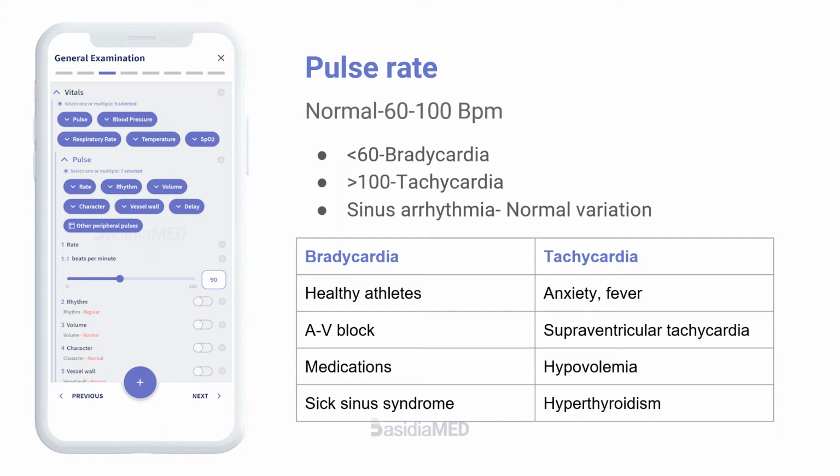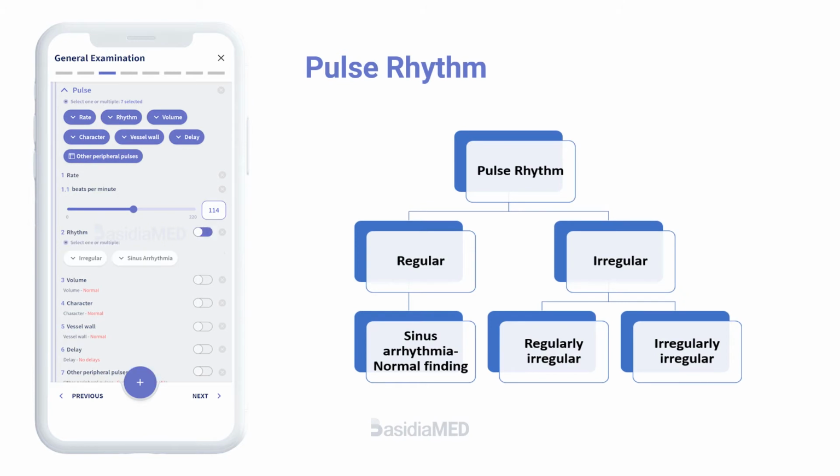A pulse less than 60 beats per minute is known as bradycardia, and is seen in healthy athletic individuals, atrioventricular block, medications, and sick sinus syndrome. A pulse of greater than 100 beats per minute is known as tachycardia, and is seen in anxiety, supraventricular tachycardia, hypovolemia, and hyperthyroidism.